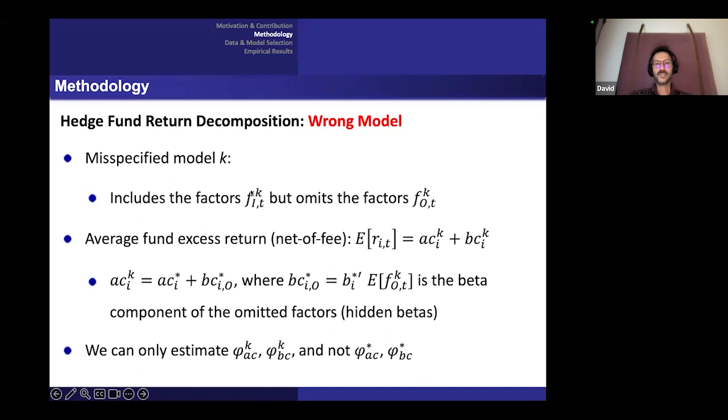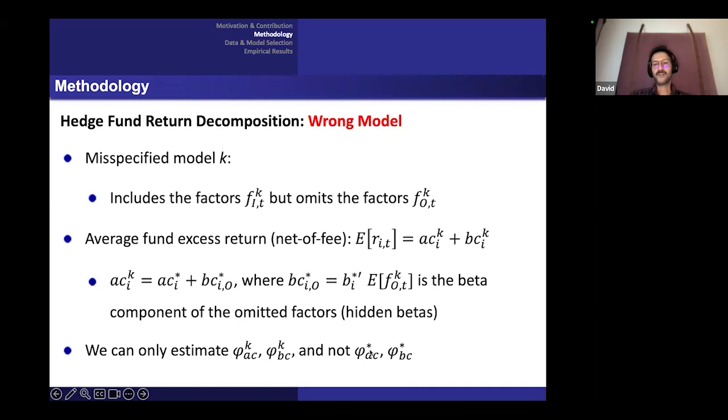Now, if you are only using F_I,K in your set of regressors, you can still perform this decomposition, but this will be the decomposition under the wrong model K. And now the impact of this decomposition is that the alpha component under model K will contain the true components that you are actually looking for, but will inflate this component by what? By the beta exposure times the expected value of the omitted factors, right? So if the fund loads positively on factors that deliver positive excess return, then you will inflate positively your alpha component through this missing component here, right? So this is the imperfect estimation I was mentioning.